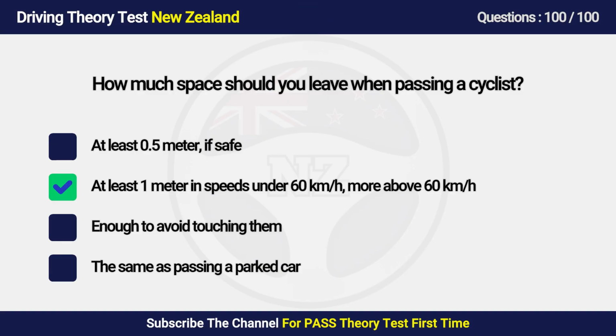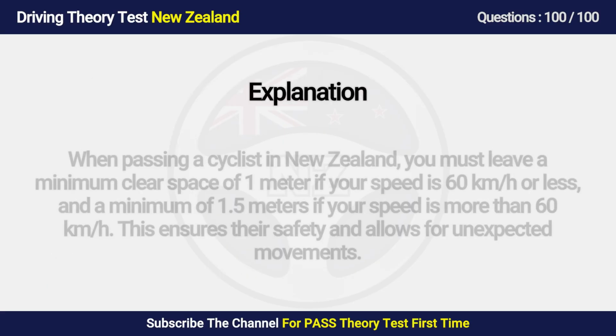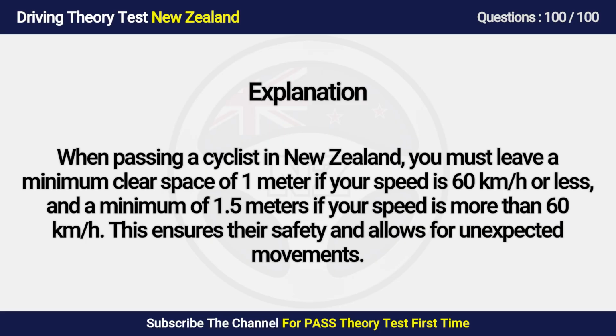Answer is B. At least 1 meter in speeds under 60, more above 60. When passing a cyclist in New Zealand, you must leave a minimum clear space of 1 meter if your speed is 60 or less, and a minimum of 1.5 meters if your speed is more than 60. This ensures their safety and allows for unexpected movements.